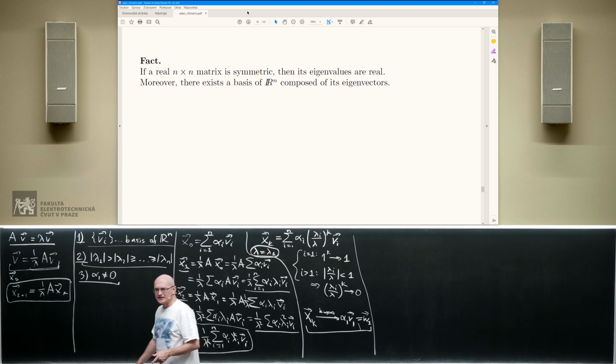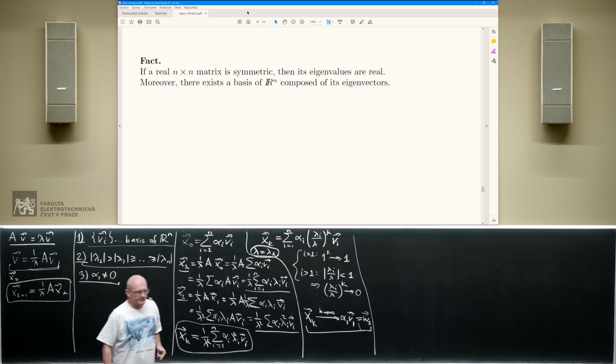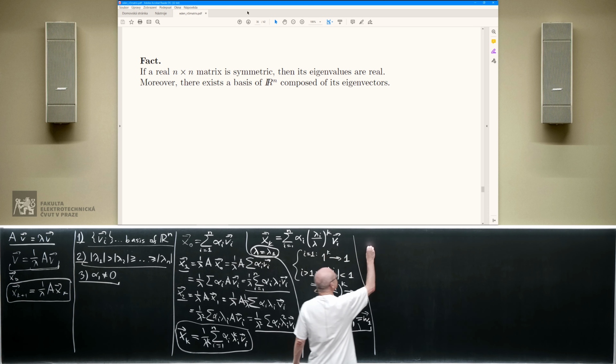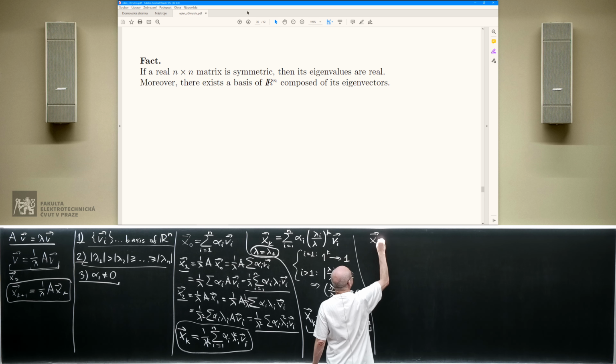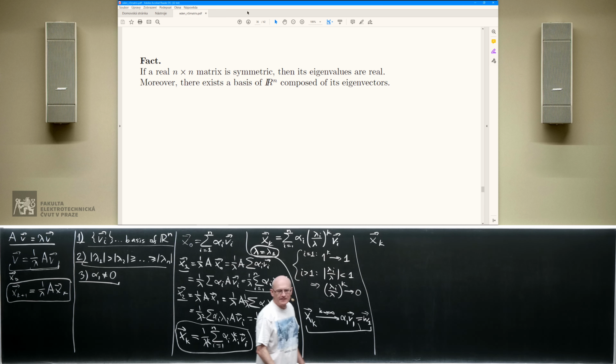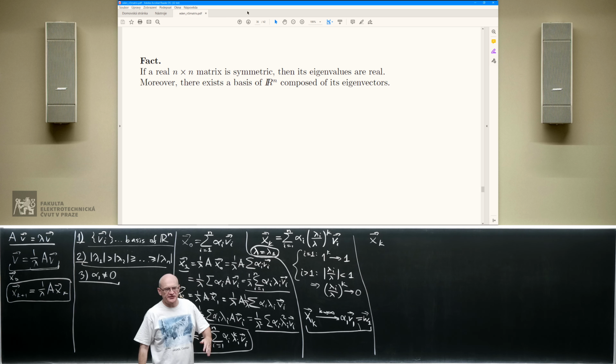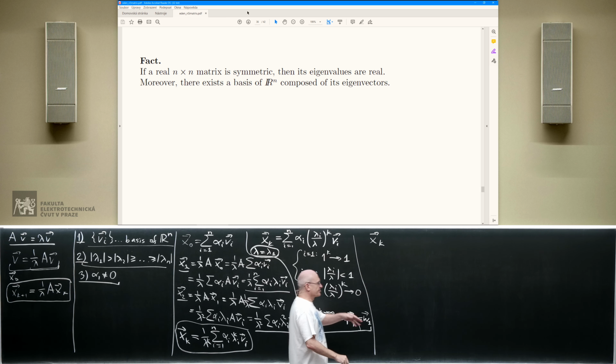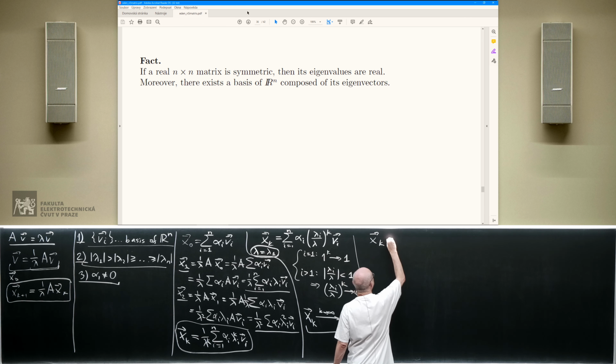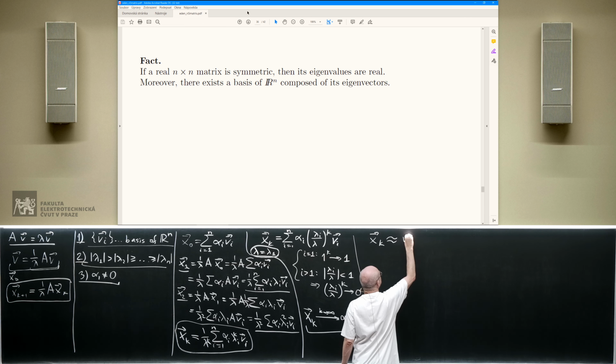How do we solve it? By another dose of optimism. Let's have a look at it. I have my vectors in my iteration, and optimistically, I'm going to assume now that after a few rounds of this iteration, I got really close to my eigenvector.